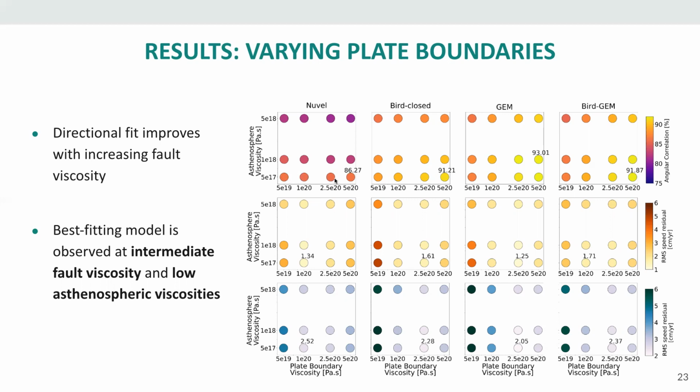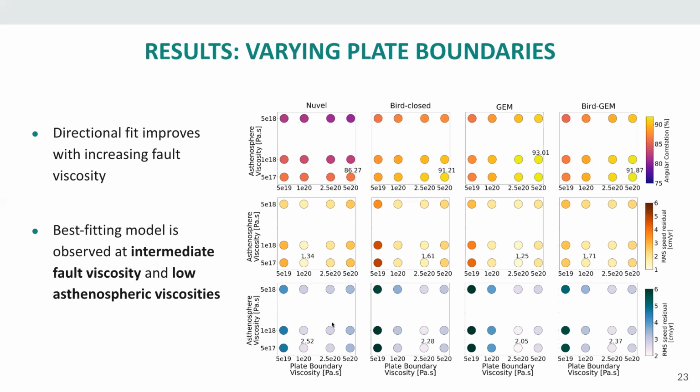And another thing we see is that if you look at just the directional fit, the directional fit always increases as we go higher in plate boundary viscosity and lower in asthenosphere viscosity. So going from left to right, the directional fit improves for each plate boundary model, and going from top to bottom also it increases. But for the speeds, the best fits are somewhat intermediate in the plate boundary viscosity, because as we go higher than a particular value, the plates have too much resisting forces, and that's why the residual is high, but the sweet spot is observed around 1 to 2.5e20.